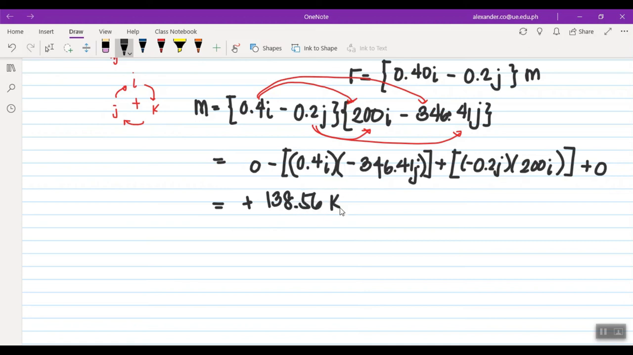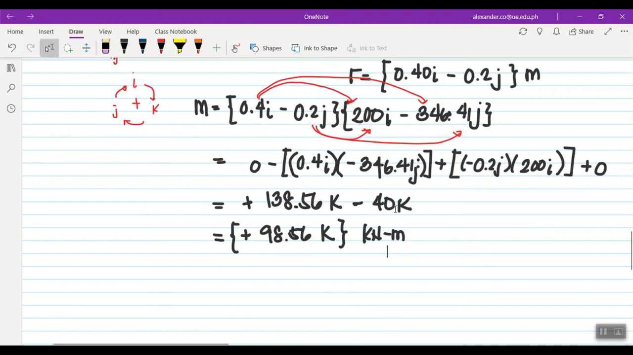138.56. I times j is k. Okay? Tapos ito, 0.2 times 200 will be 40. So, negative 40. J times I or R times j is still k. Okay. So, ano sagot? So, 138.56 minus 40, we have the same answer, 98.56. So, positive 98.56 K. So, yan ang sagot. Tapos, lalagyan natin, kilonewton. Tama ba? Kilonewton meter o newton meter? Kalimutan ko lang. Oh, newton. So, it's newton meter.